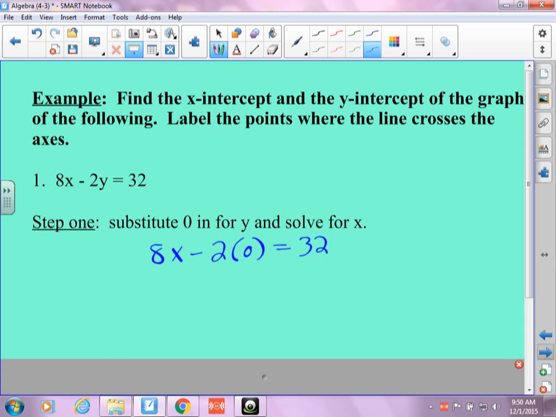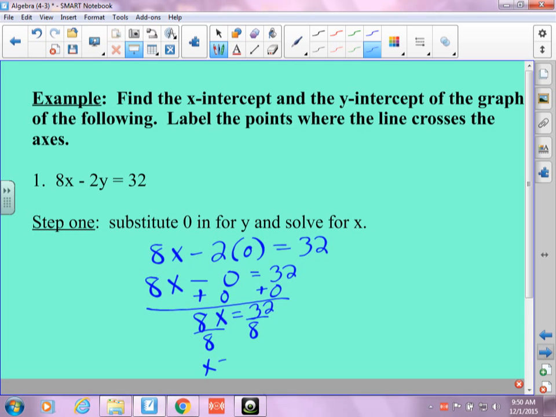Okay? Then I've got 8x minus 0 equals 32. Add 0, which of course does nothing. I get 8x equals 32. I divide by 8. X gives me 4. So my ordered pair, and you're going to get an ordered pair out of this, is going to be 4, 0. Oh. So you got one ordered pair.